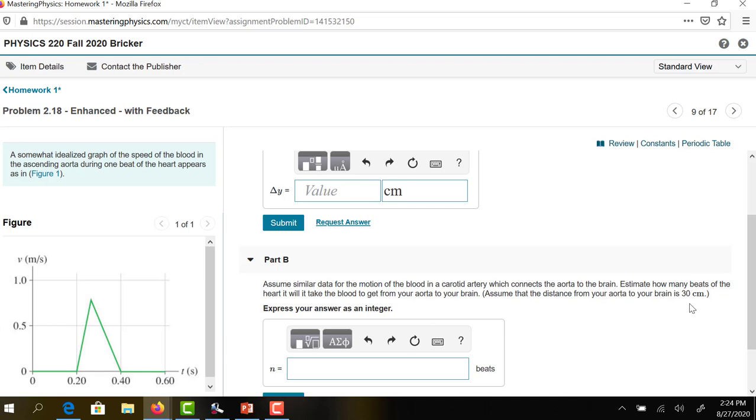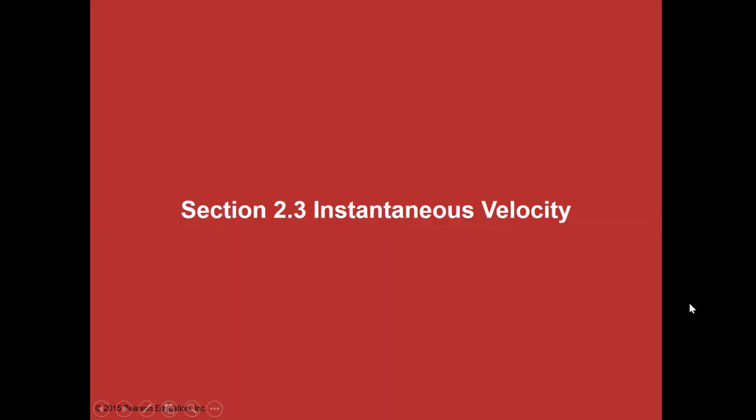So if you take your pulse and think about blood going from your aorta to your brain, you'll see how many actual heartbeats it takes. Okay, pretty cool. All right, let's see what else we have in store.